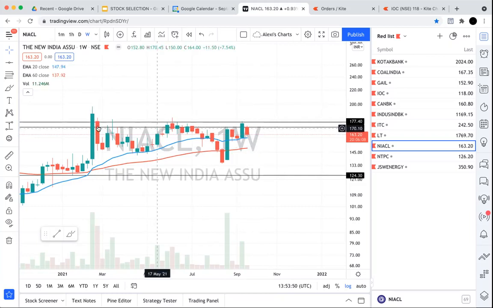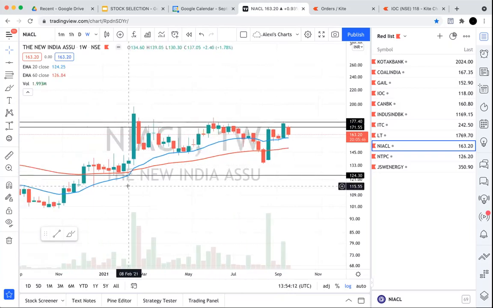So this is resistance on the top and support on the bottom. It's a particular range, not a particular price. It's a particular range that becomes a point of reference or an area of value.